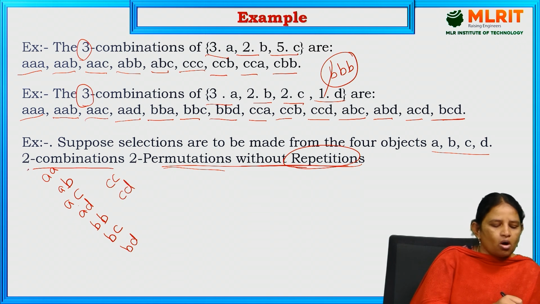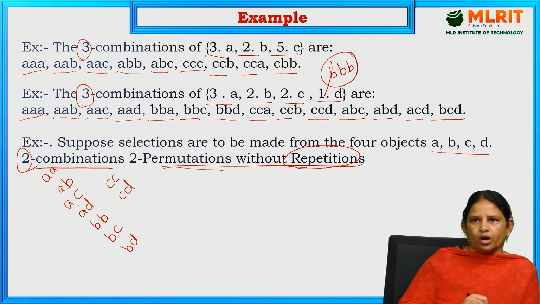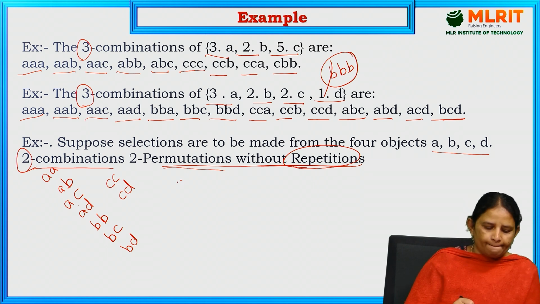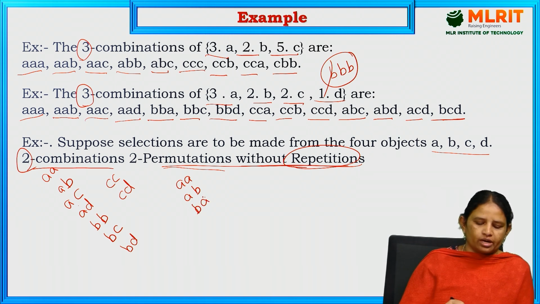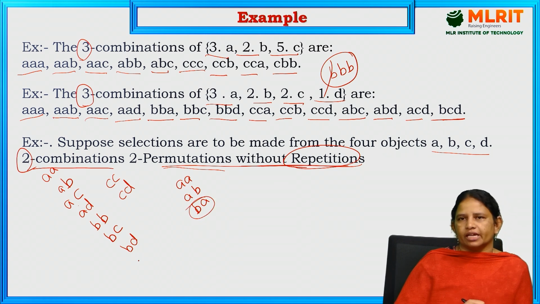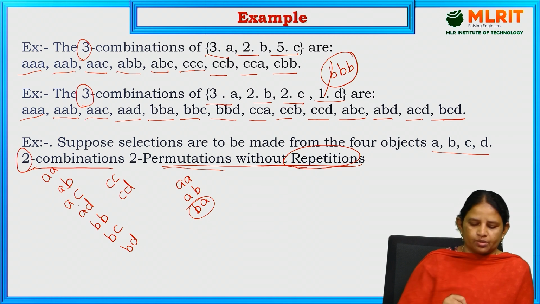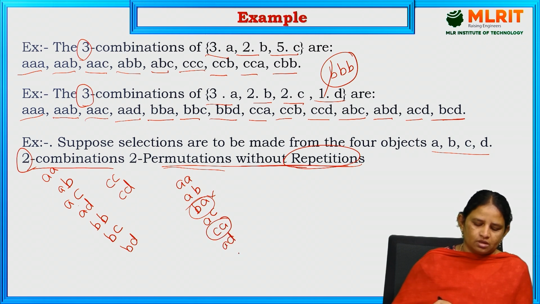With the 2 combinations. The case of 2 permutations: AA, AB and also write BA. But repetition is not allowed means you don't write this one. In the case of permutation, AB is different, BA is different. But without repetition means don't write BA. Next, AC, CA. Don't write CA again. Next, AD. DA is also possible. Again, no need to write.